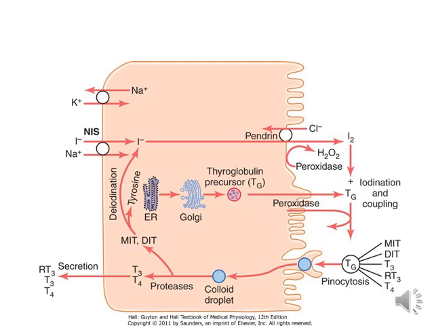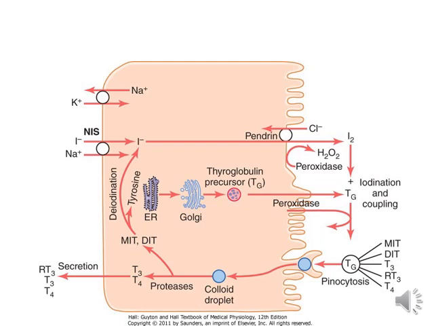But for formation of T3 and T4, we need the close coupling between DIT and MIT, or MIT and DIT, and/or DIT and DIT. If two DITs are coupled, we call it T4. It can form T4 hormones. If one MIT with one DIT is coupled, the creation is T3.